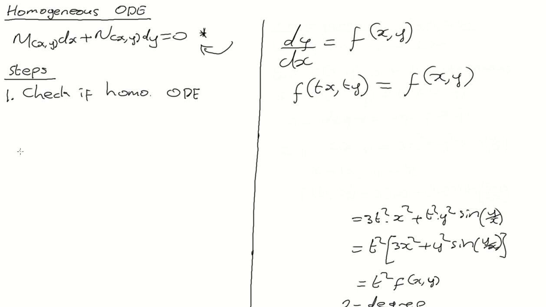So how do you perform the test? I'll say check if the given equation is a homogeneous ODE. In fact, let me write it like that, I think it will be better. Check if the ODE is a homogeneous ODE. Right. So how do we check for that?